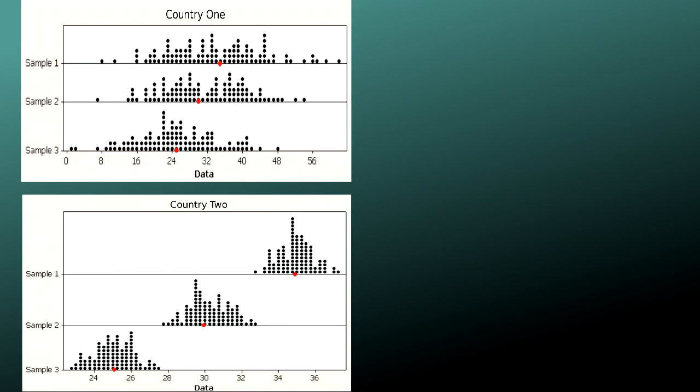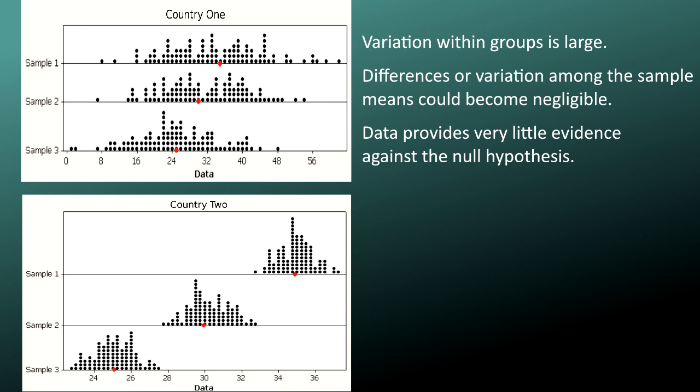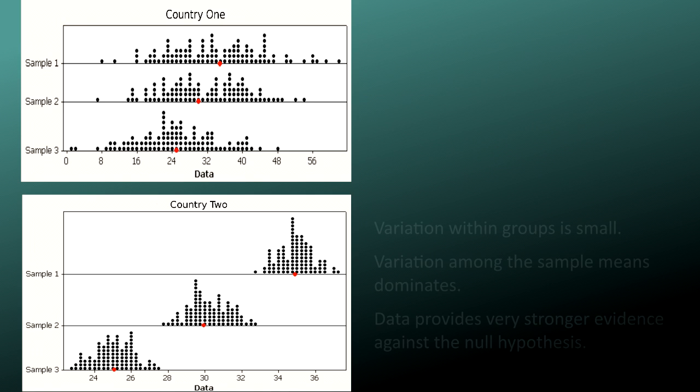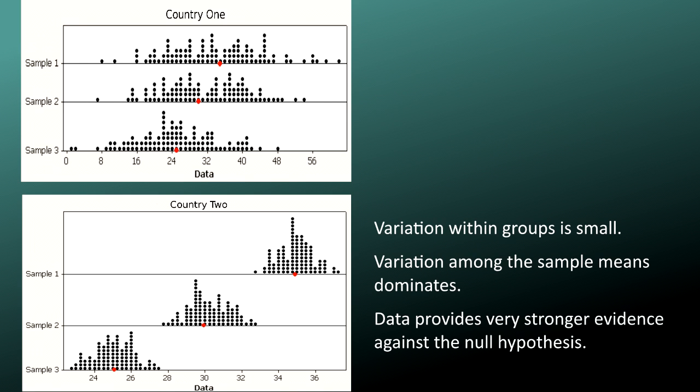When the variation within groups is large, like in Country 1, the variation among the sample means could become negligible, and the data would provide very little evidence against the null hypothesis. When the variation within groups is small, like in Country 2, the variation among the sample means dominates, and the data have stronger evidence against the null hypothesis. Looking at the ratio of variations is the idea behind comparisons of means, thus the name analysis of variance.